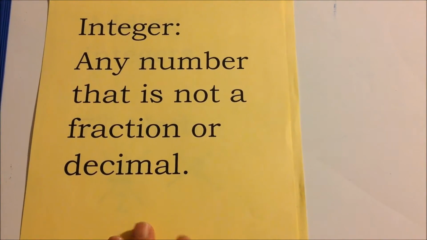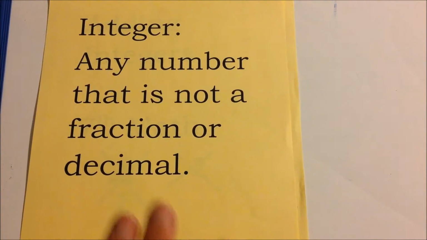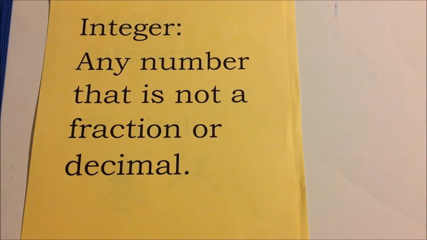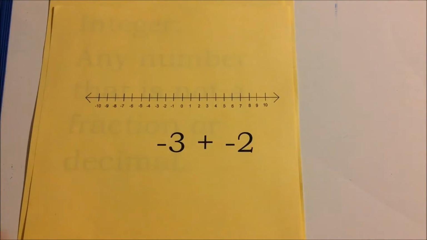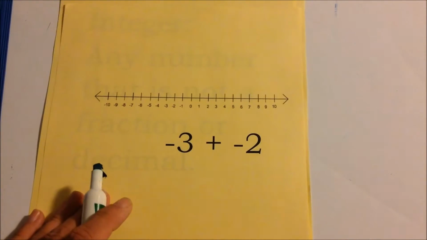So when we talk about integers, we're talking about negative numbers and positive numbers. So let's look at a number line. We can add them by using a number line. So here's a number line. So here it says -3 plus -2.